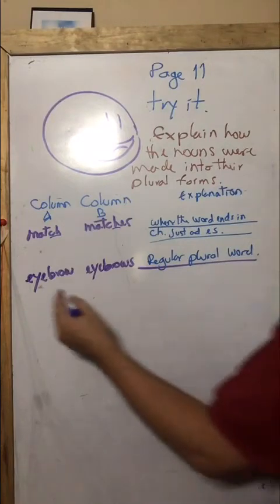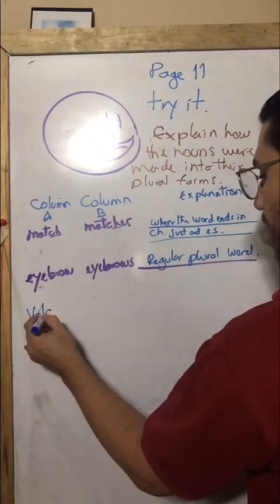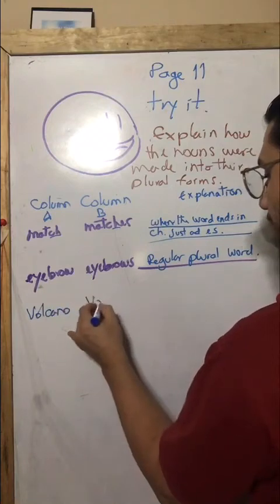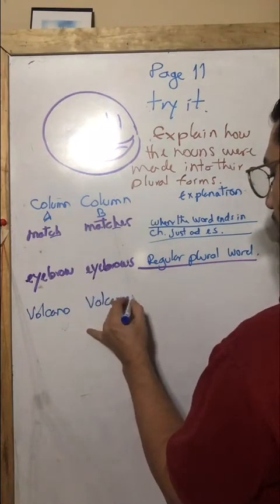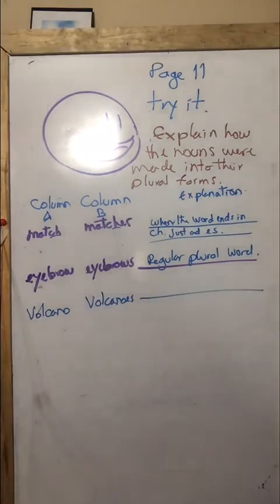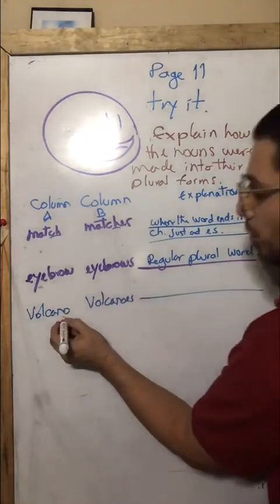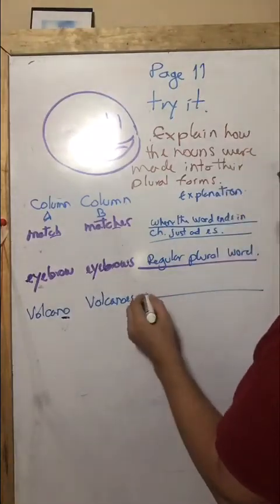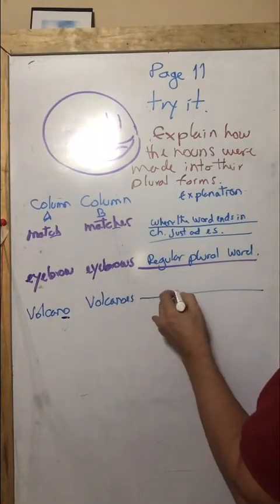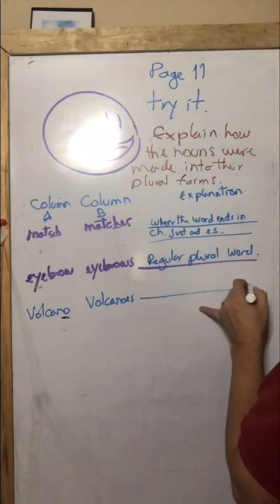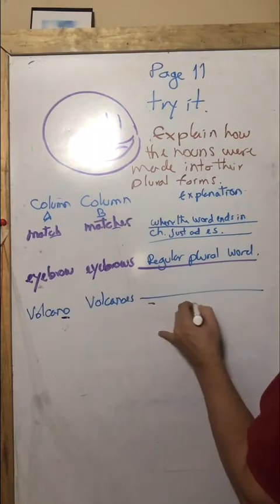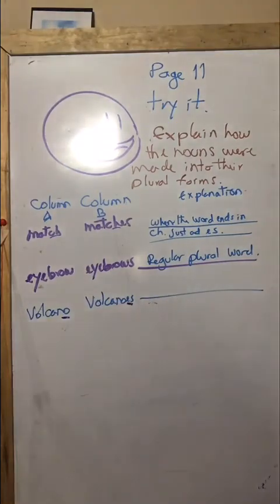Volcano and volcanoes. Excellent. Volcano, volcanoes. Now, what happens in here? When the word ends with what? With O, we add ES, so we write when the word ends in O, add ES. Okay, next, I'm going to give you one more example and then you leave.